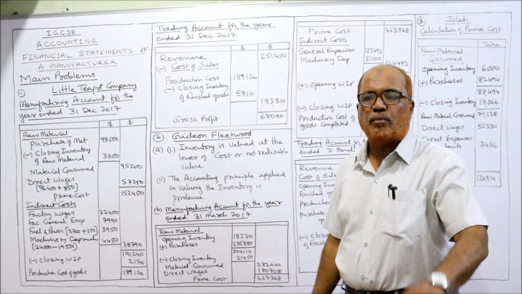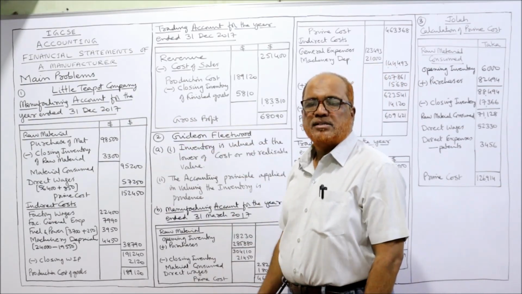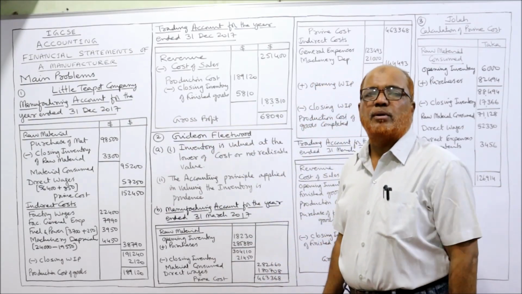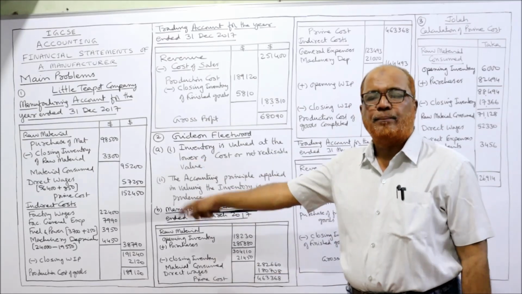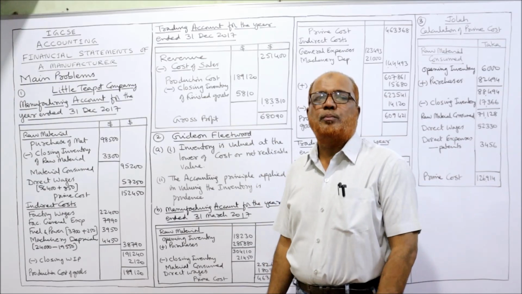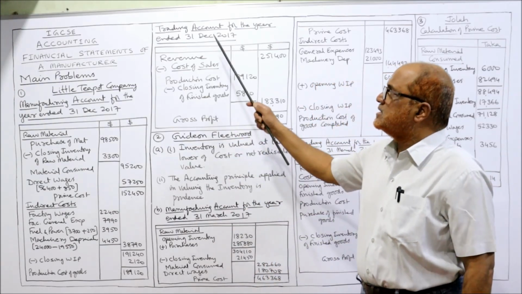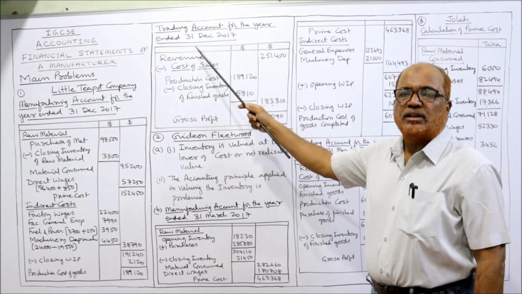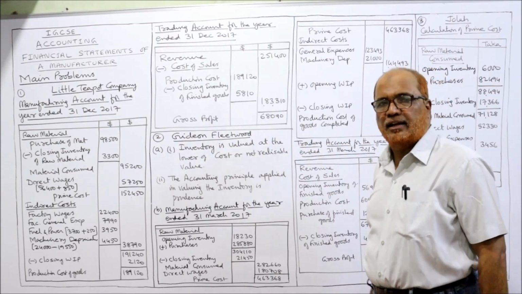This is the first problem on manufacturing account. Same method we have to follow in the coming problems wherever we are required to make the manufacturing account. Now the second question is asking you to prepare the trading account. This is the trading account for the year ended 31st December 2017.